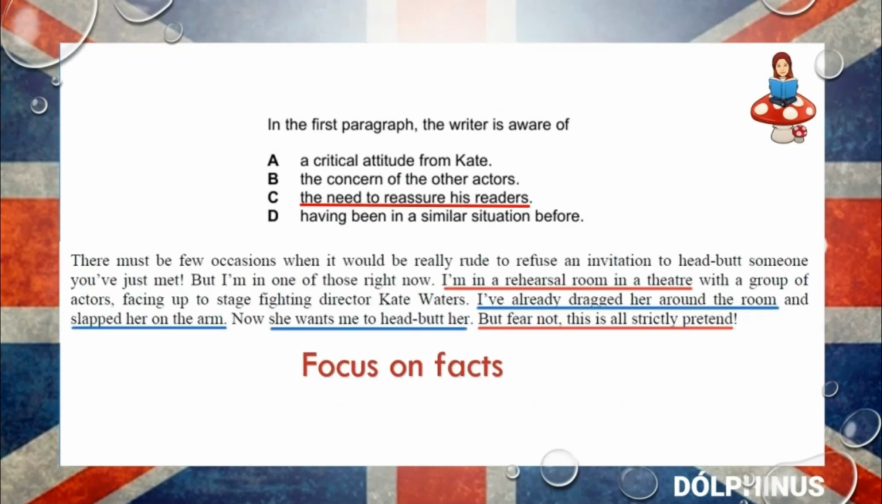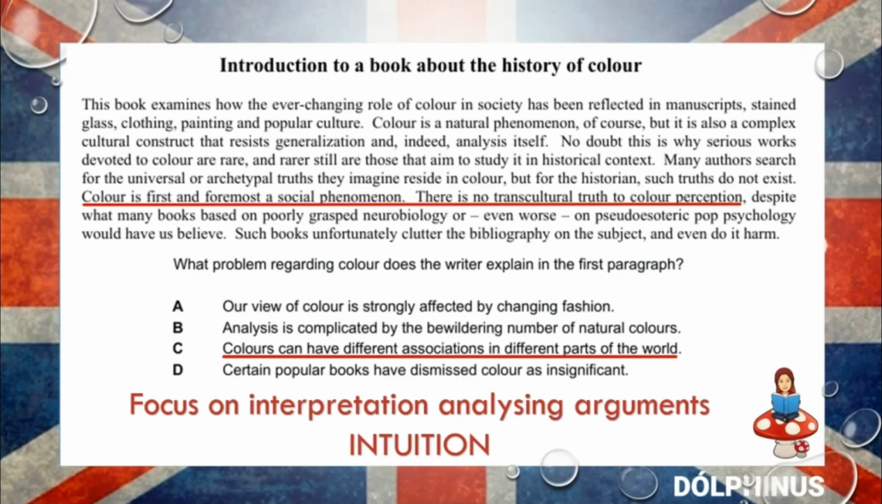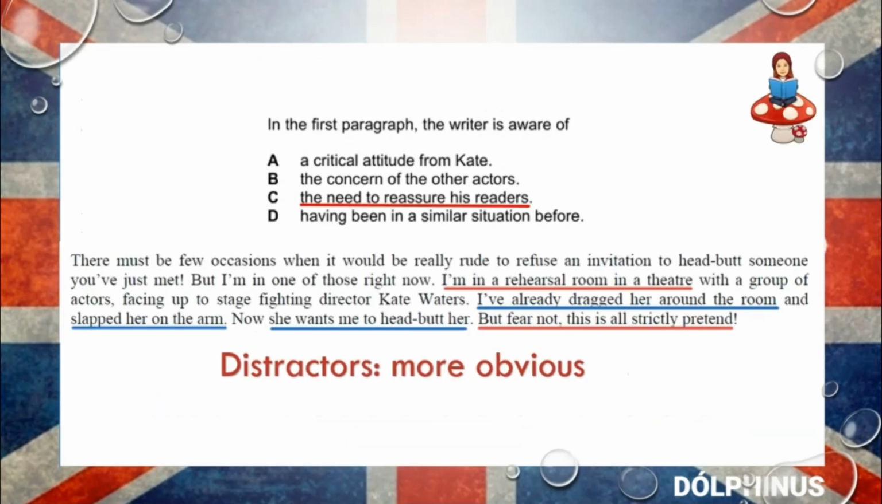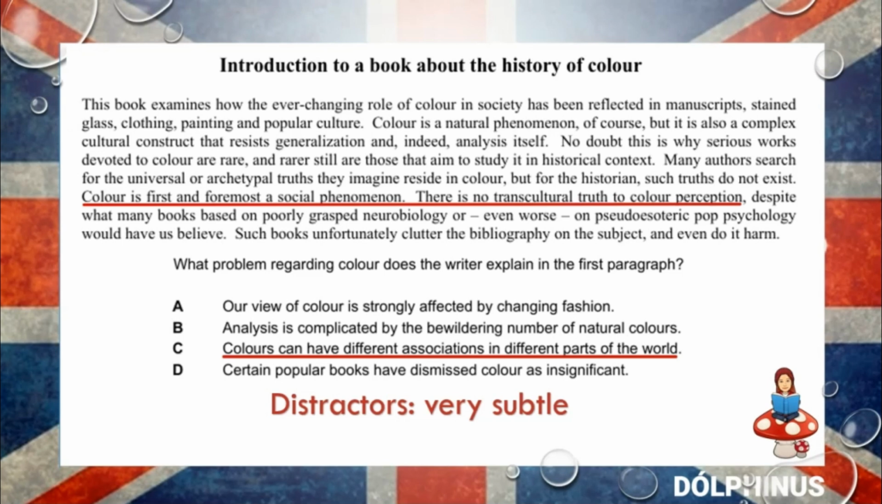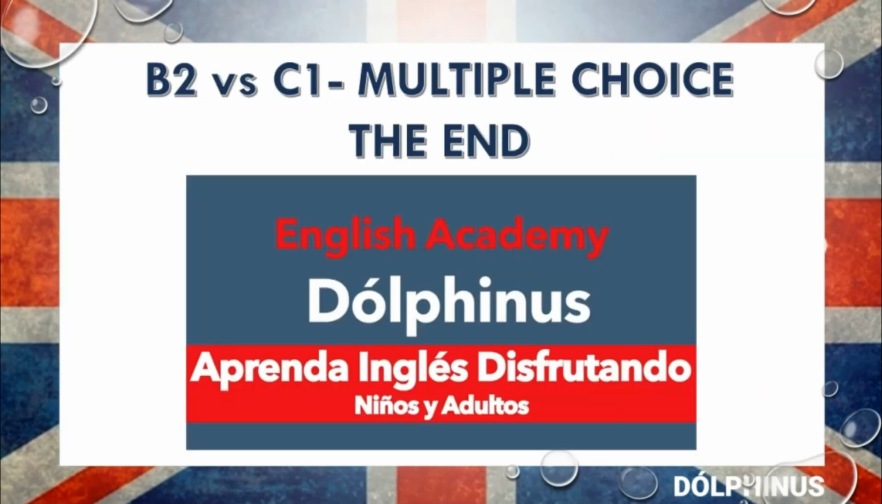So, as a review, we can say B2 focuses on facts, and C1 focuses on interpretation, analyzing arguments. So it's more based on intuition, on self-confidence that you have the knowledge to interpret it correctly, which can only be obtained by practice. The structures are more obvious in B2, very subtle in C1. I hope now it's clearer the difference between B2 and C1 in the first reading, multiple choice. And as I always say, is theory important? Of course it is. But practice is essential in order to make all the mistakes practicing so we do not make them during the official exam.